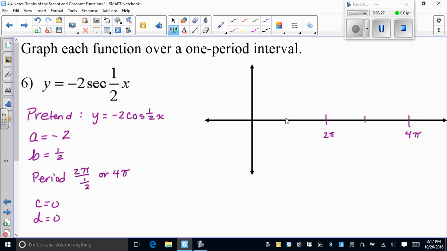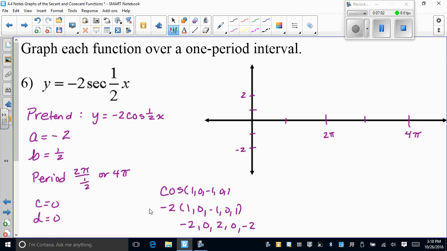Now, we have an A value of -2, and cosine has that pattern of 1, 0, -1, 0, 1. So we're going to multiply by -2, giving -2, 0, 2, 0, -2. So we're really going to graph -2, 0, 2, 0, -2. So here's 1, here's 2.